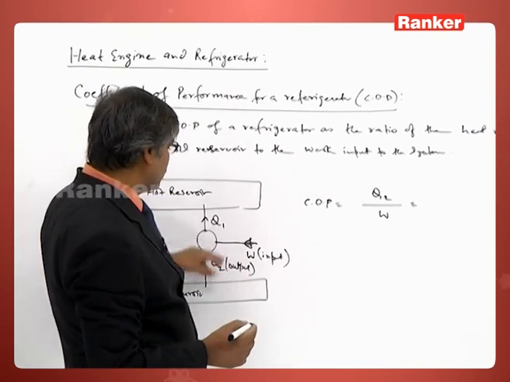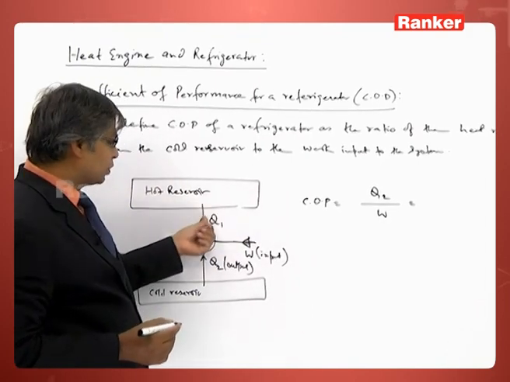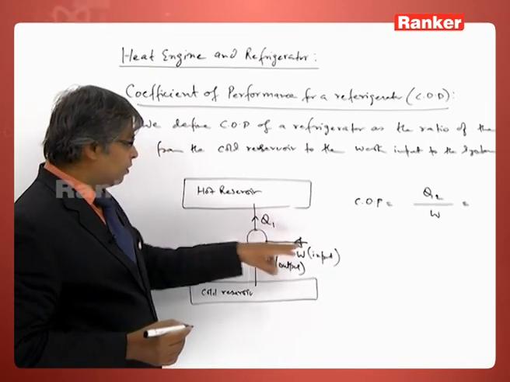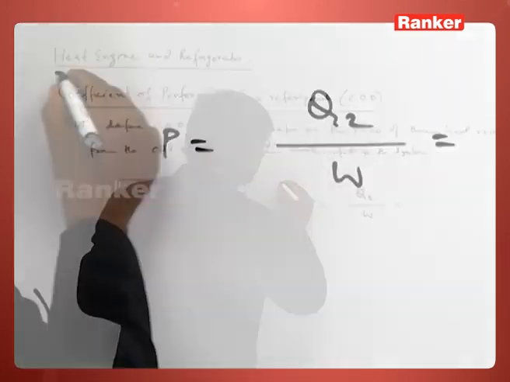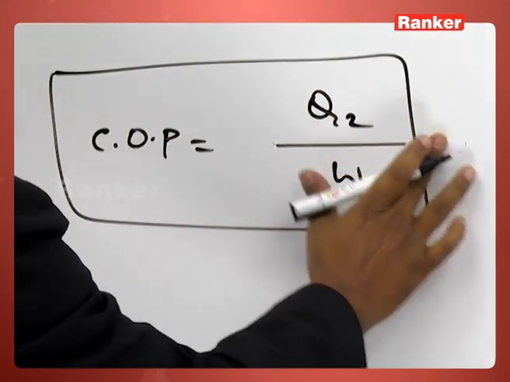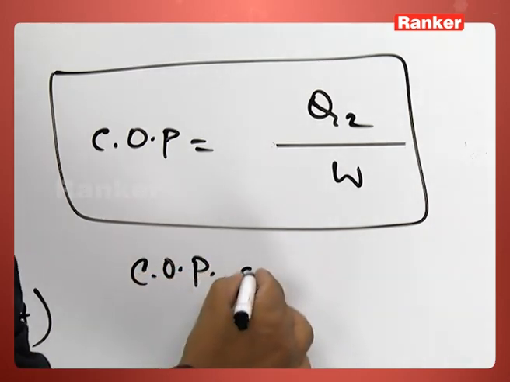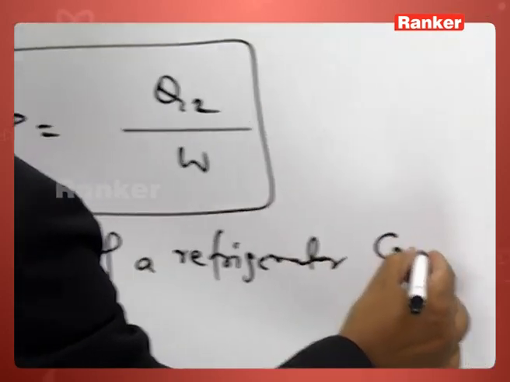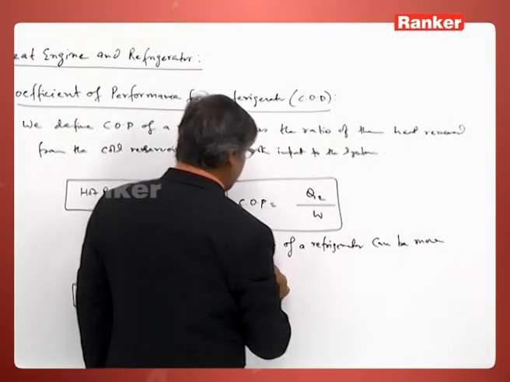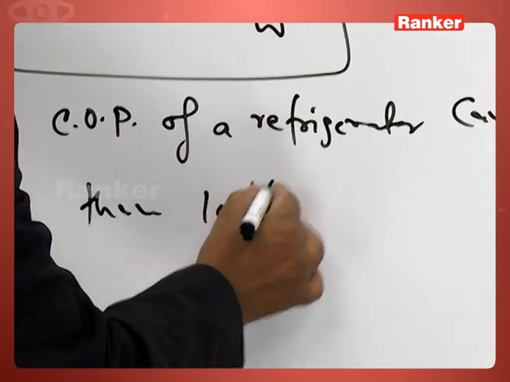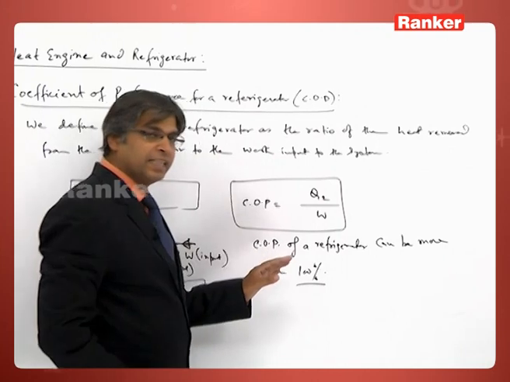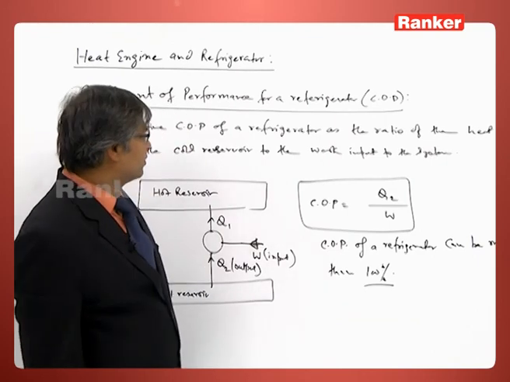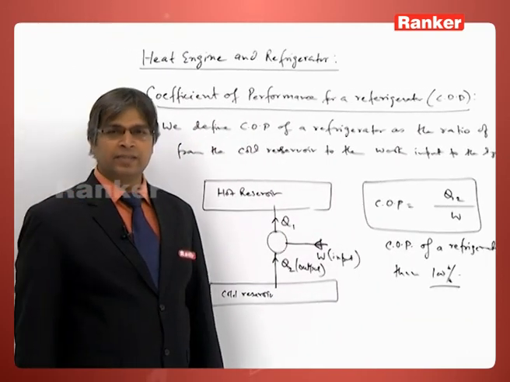We can write W in terms of Q2 and Q1 if we know, but generally we don't know Q1. We know what the output is and what the input is. So better to write in terms of Q2 and W only. This is how we define the COP. Now COP of a refrigerator can be more than 100%. So like efficiency, which is always less than 100%, COP can be greater than 100%. So this is how COP of a refrigerator is defined.